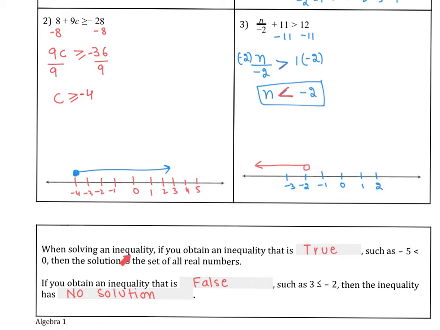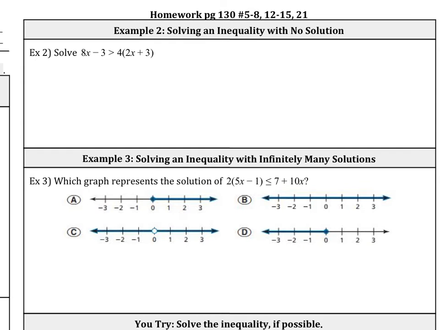When solving an inequality, if you obtain an inequality that is true, such as negative 5 less than 0. 3.4, example number 2, solving an inequality with no solution. You're going to solve the inequality the same way you solve equations, which means you're going to distribute the 4 inside. So you're going to get 8x minus 3 greater than 8x plus 12.